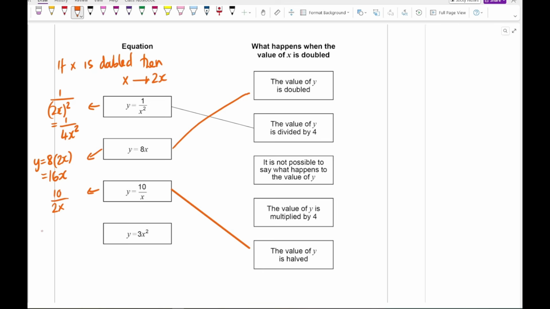And then finally we've got y equals 3 lots of 2x squared, which is going to equal y lots of 3 times 4x squared. So that's then going to be multiplied by 4, so this one is going to be joining that one there.